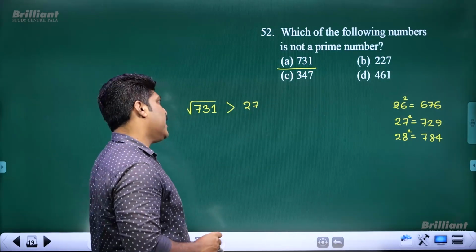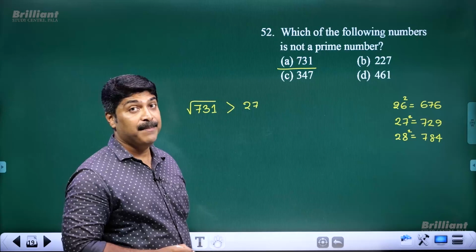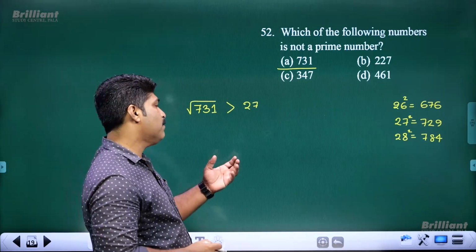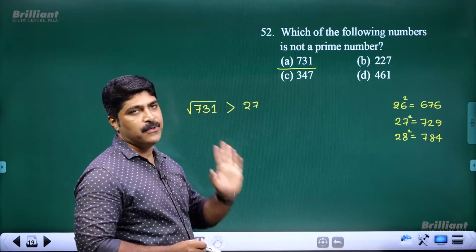If you need to check whether the given number is prime or not, what you have to do is check the divisibility by primes up to 27.